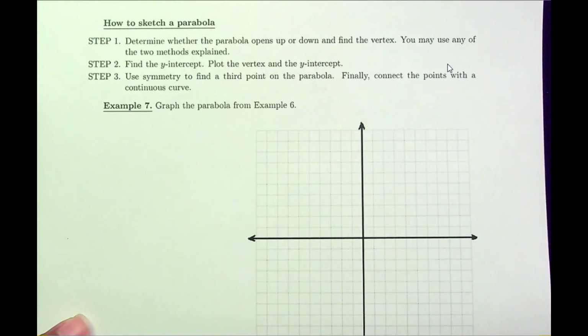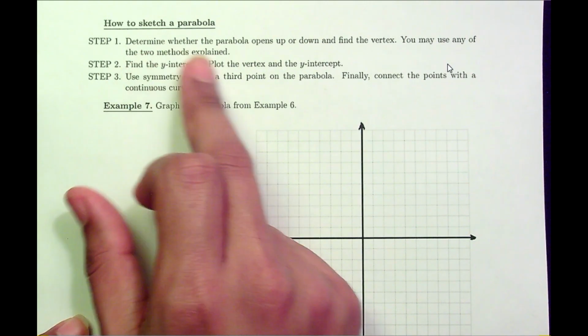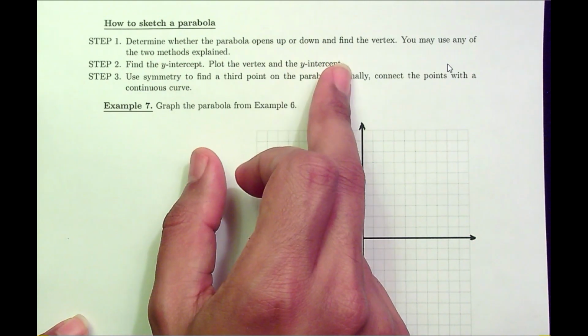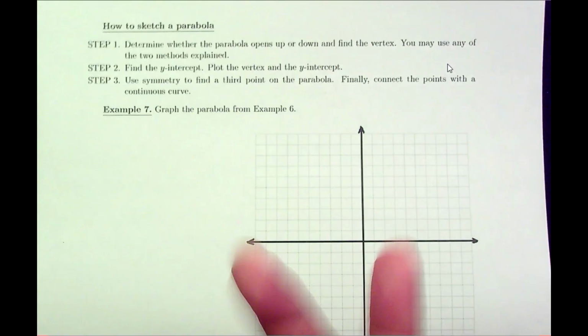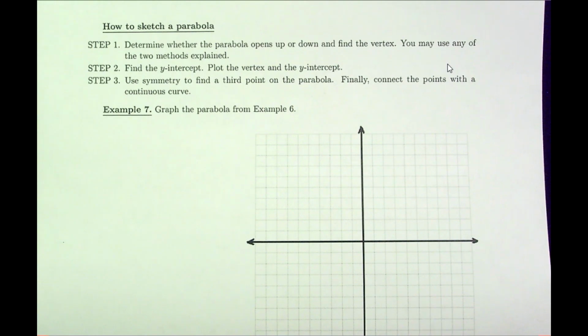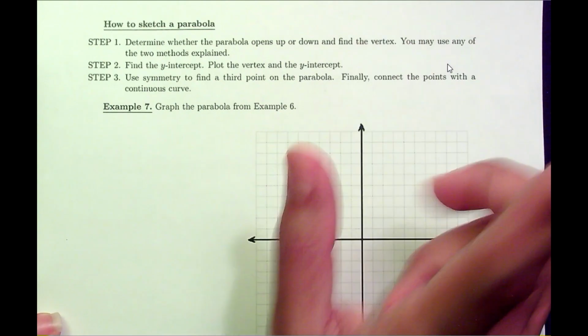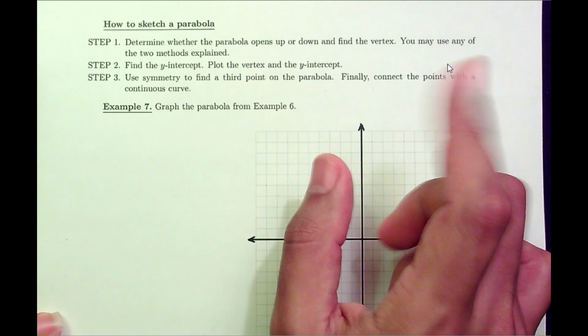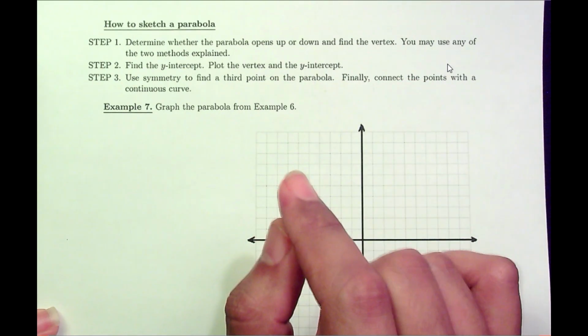So how we're gonna do it. We're gonna determine whether the parabola opens up or down and find the vertex. Just so you can visualize it, does it open up or down? That's the a. If the a is positive, it opens up. If the a is negative, it opens down. So you can start visualizing it even before you put pencil to paper to draw it. And find the vertex. The vertex is the (h, k). We already know how to do that. You may use any method. It doesn't matter. So find the vertex.